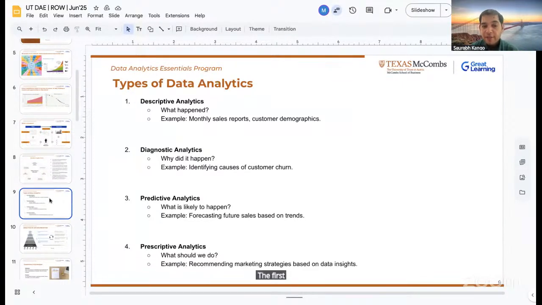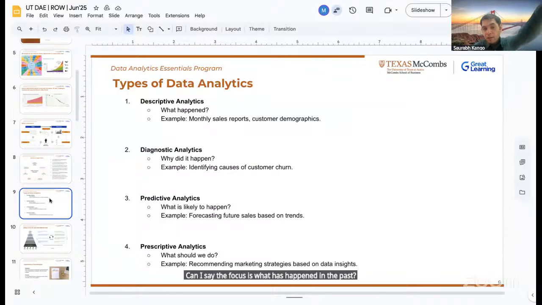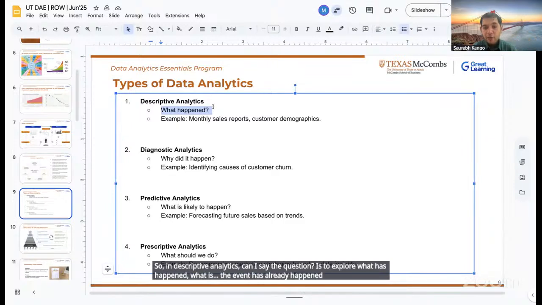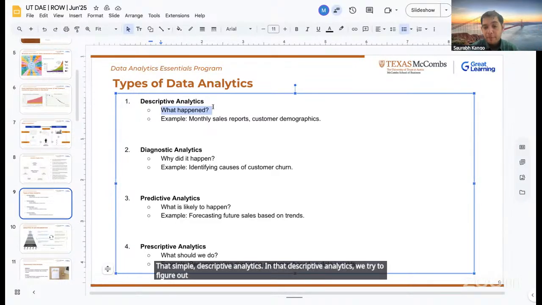The first one is called descriptive analytics. What is descriptive analytics? In this case, can I say the focus is what has happened in the past? What is the sales in this particular region? How much money did we make from a particular product? Which products are selling well? Which products are not selling well? So in descriptive analytics, the question is to explore what event has already happened, and you're trying to figure out what happened, right? For example, monthly sales report, how much is the sales every month? That's simple descriptive analytics. In descriptive analytics, we try to figure out what has happened in the past.